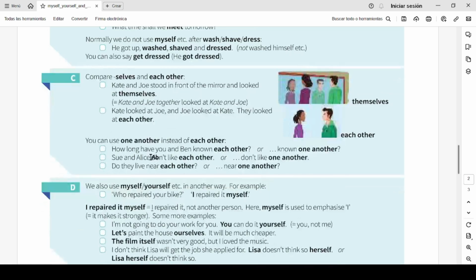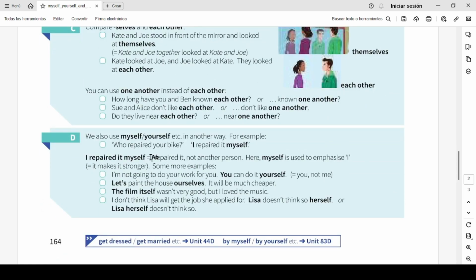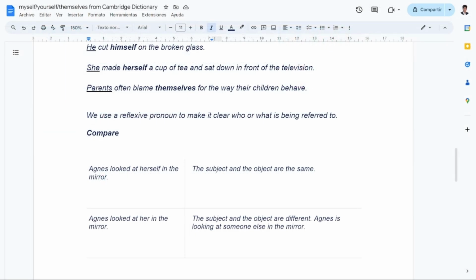Okay, let's move on to the last part. So let's move on to the complementary material from the Google Doc.